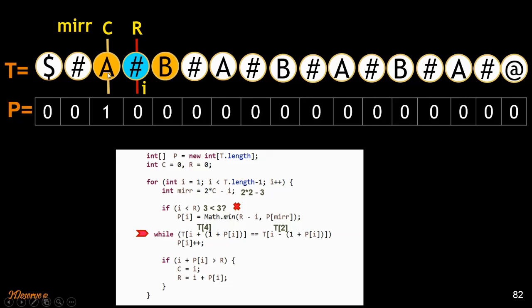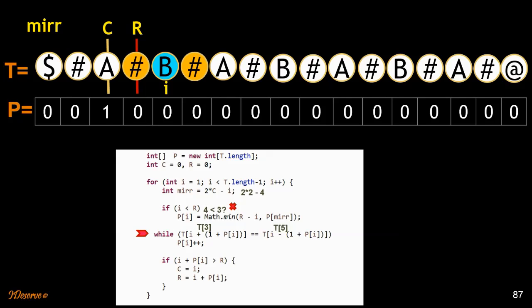Here we try to expand and see that the characters around I, which are A and B, do not match. Does the palindrome centered at I expand beyond R? No, right? So let's move on to the next center. Next center is B. The mirror for this would have been this character, but we don't care about it because I is anyway not inside the main palindrome now.